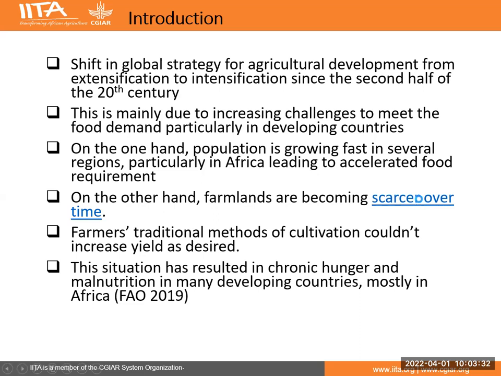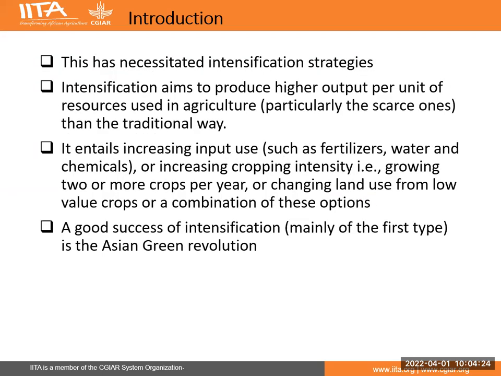If we see this graph, we can see that agricultural land per capita has been declining everywhere in the world. However, the rate of decline is very high in Africa. In Africa, the agricultural land per capita has declined from over 3.5 hectares per person in the 1960s to less than 1 hectare per person in 2018. Moreover, farmers' traditional methods of cultivation couldn't increase yield as desired. So this situation has resulted in chronic hunger and malnutrition in many developing countries, mostly in Africa. This has necessitated intensification strategies.